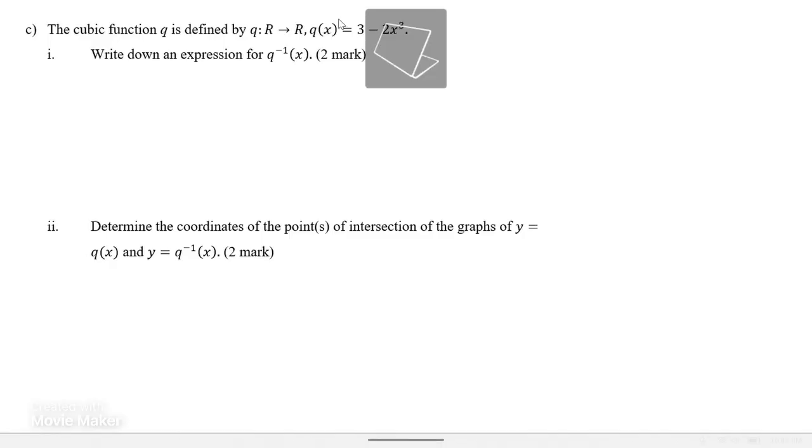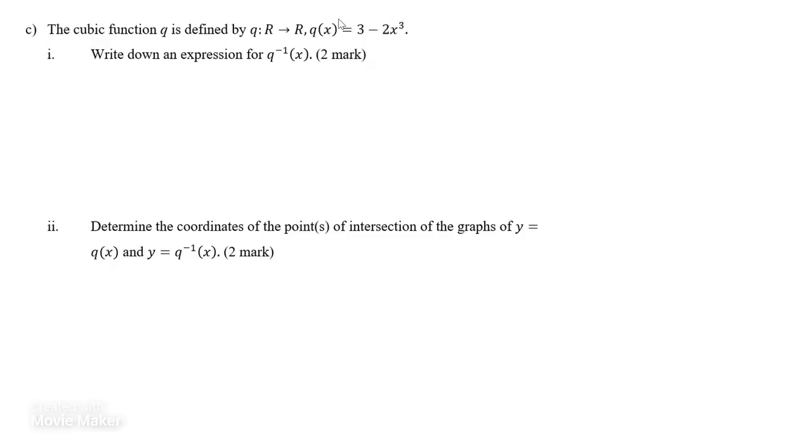So for CI, it says the cubic function Q is defined for all real numbers. Q of x is equal to 3 minus 2x to the power of 3. So for this, 76% got this correct for I. So it says write down an expression for the inverse of Q.